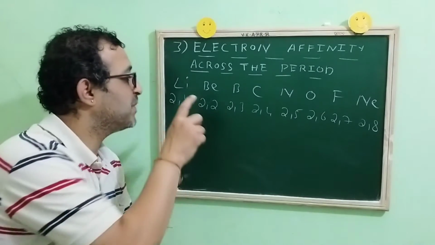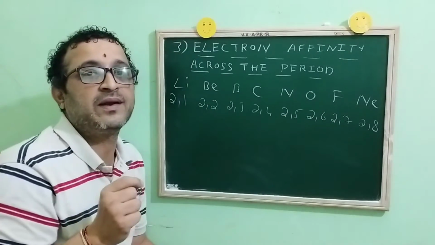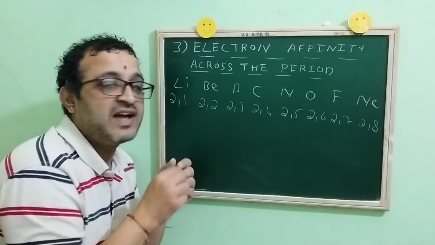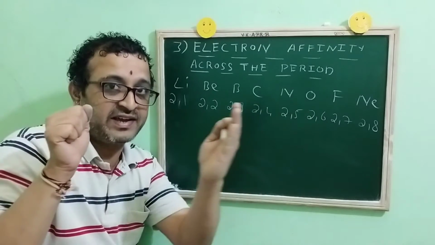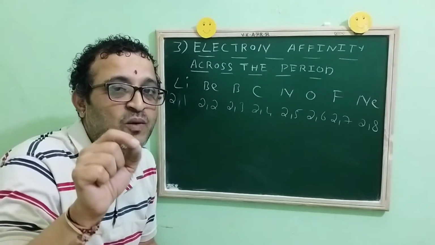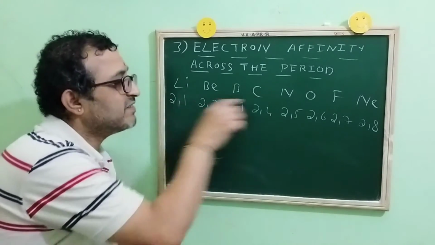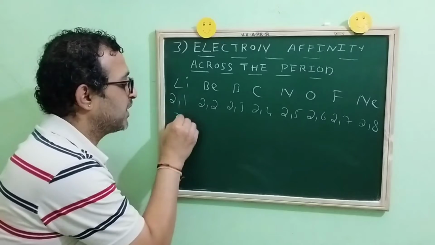Now, the conclusion from this is that across the period, the atomic radius is going to what? Decrease. Now, which is the biggest atom? Lithium. Which is the smallest atom? Fluorine. Now, as the atomic radius decreases across the period, then the electron affinity should, what children? Increase. Now, in the same way, what is happening to the nuclear charge across the period?